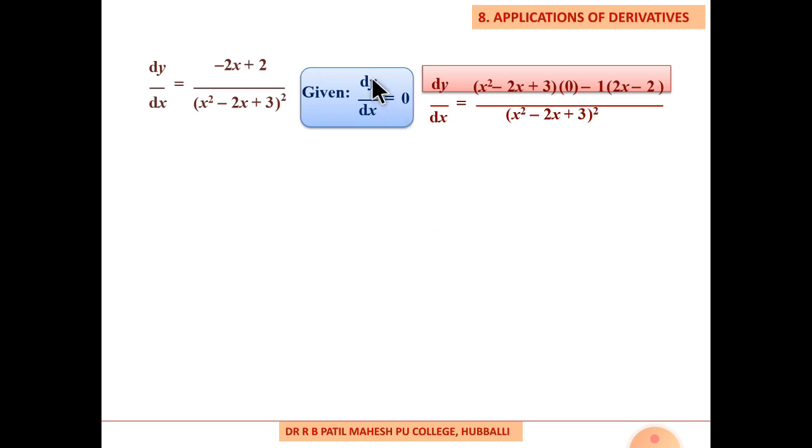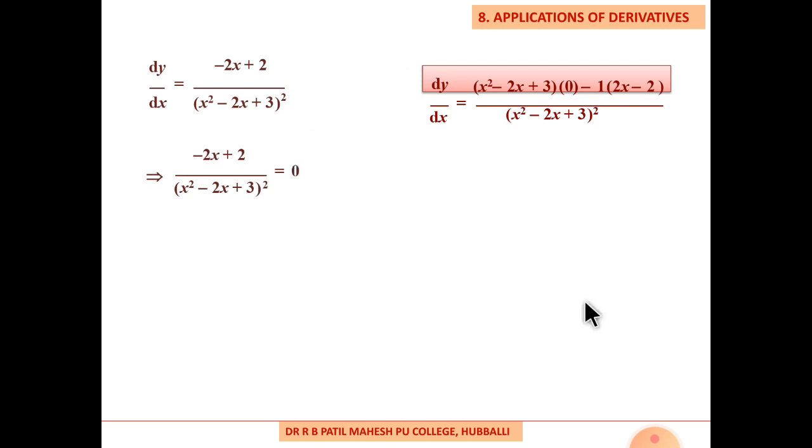Now what is the given term? dy by dx, that slope is 0. Now equate this term with 0. So that is minus 2x plus 2 divided by x square minus 2x plus 3 whole square equal to 0. Next, taking this denominator to the right hand side, we will get 0, that is minus 2x plus 2 equal to 0. Therefore minus 2x equal to minus 2, or x equal to plus 1.